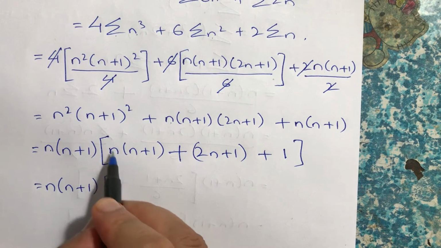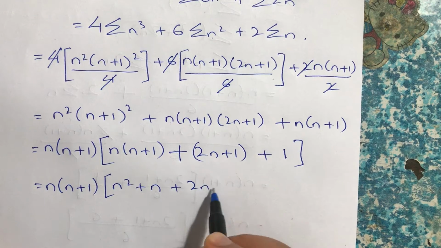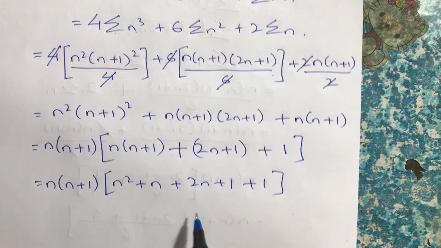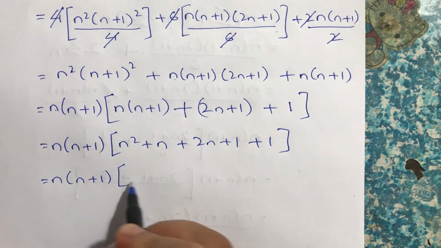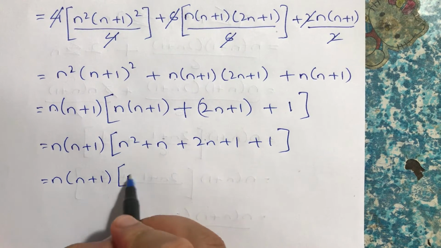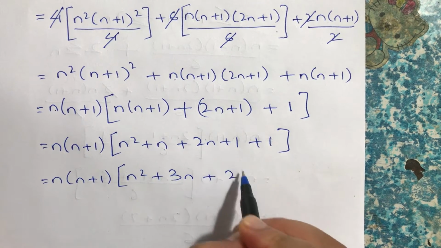So what about this one? If I open the bracket, what do I get? n squared plus n plus 2n plus 1 plus 1. We look for like terms over here. Do I have any like terms? Yes, definitely we do. These two are like terms. I can write n squared, n plus 2n gives 3n, and 1 plus 1 gives me a 2.